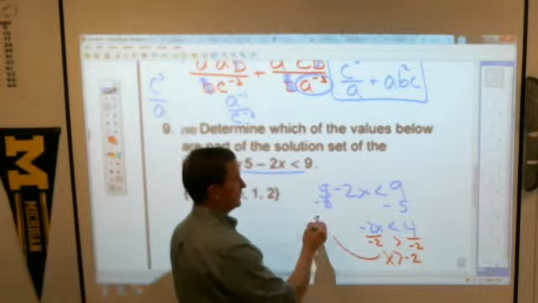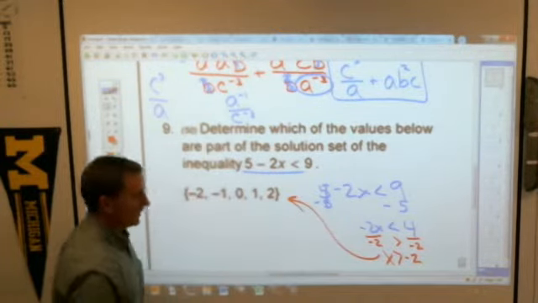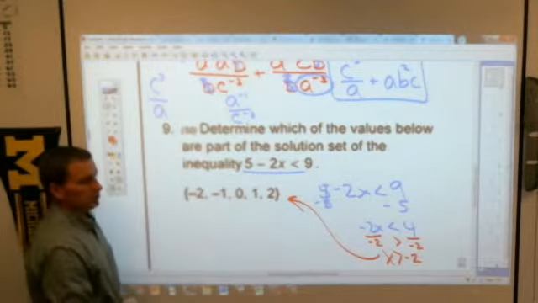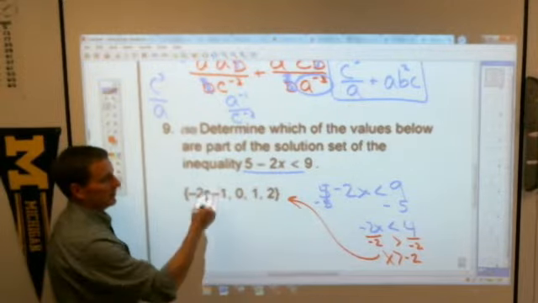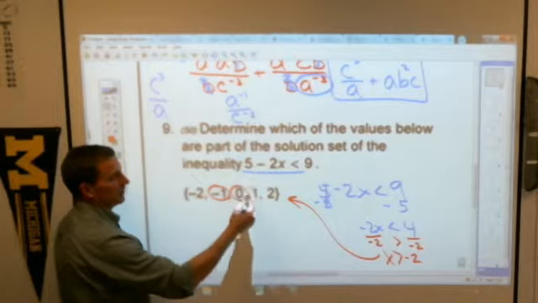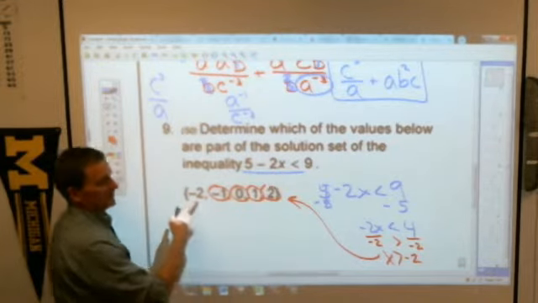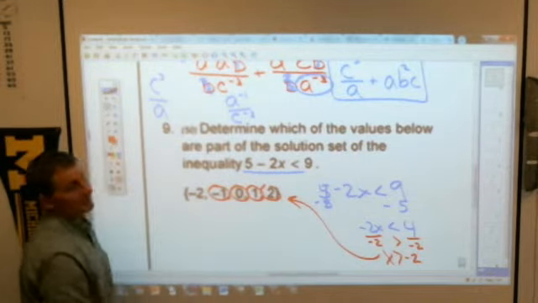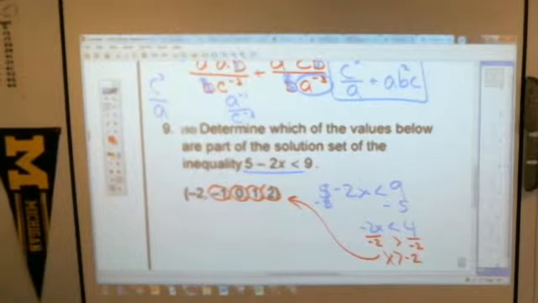So you look at this, and any number that is greater than -2 would be part of the answer. This is greater, that's greater, that's greater, that's greater. -2 is not greater than -2. It is -2, but it's not greater than -2.